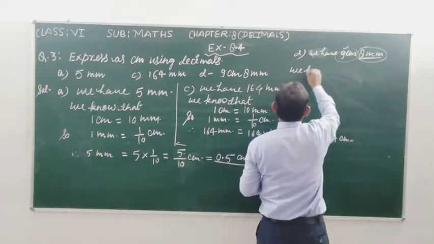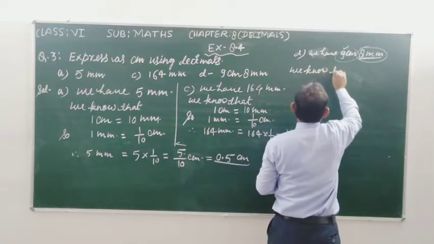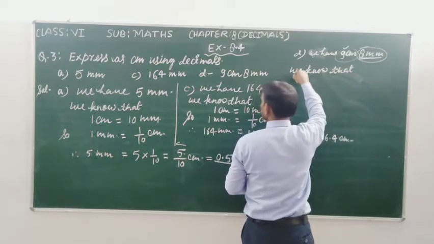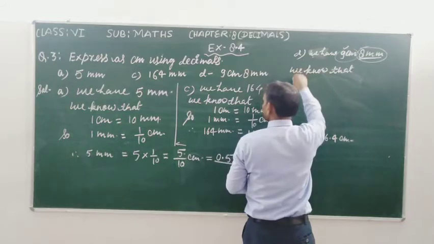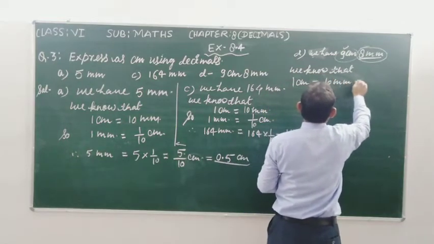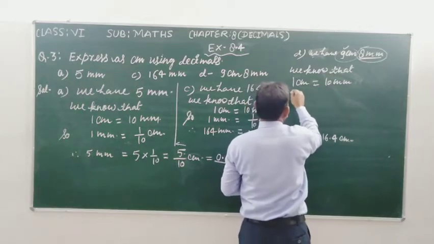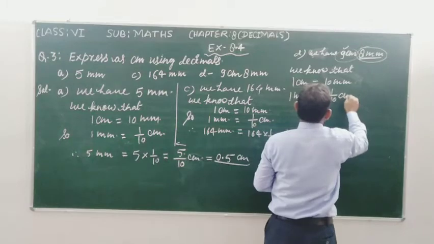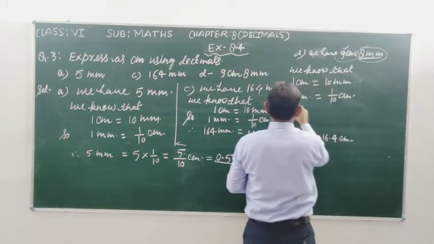So we know that 1 centimeter is equal to 10 millimeter and 1 millimeter is equal to 1 upon 10 centimeter.